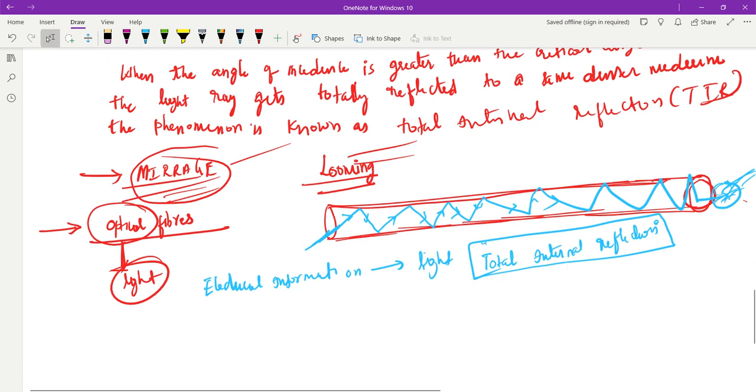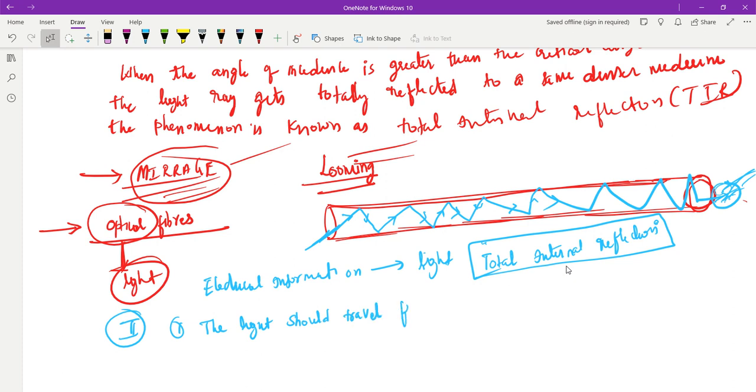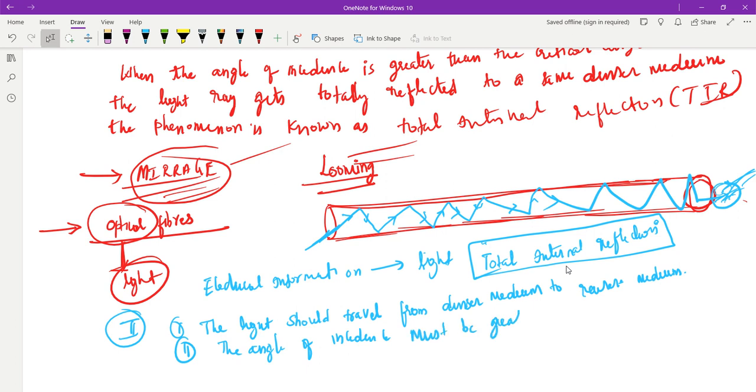To summarize, there are two criteria which are necessary for total internal reflection. The first one is that the light should travel from denser medium to rarer medium. The second condition is that the angle of incidence must be greater than the critical angle. These two are the criteria to have total internal reflection.